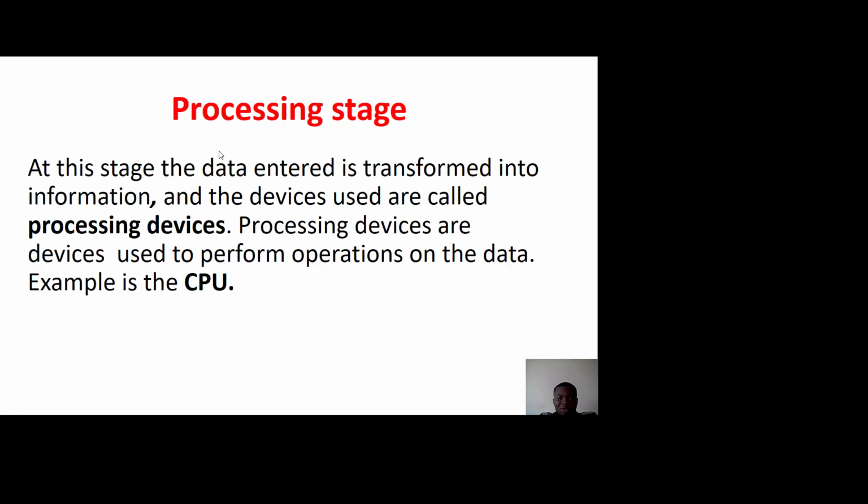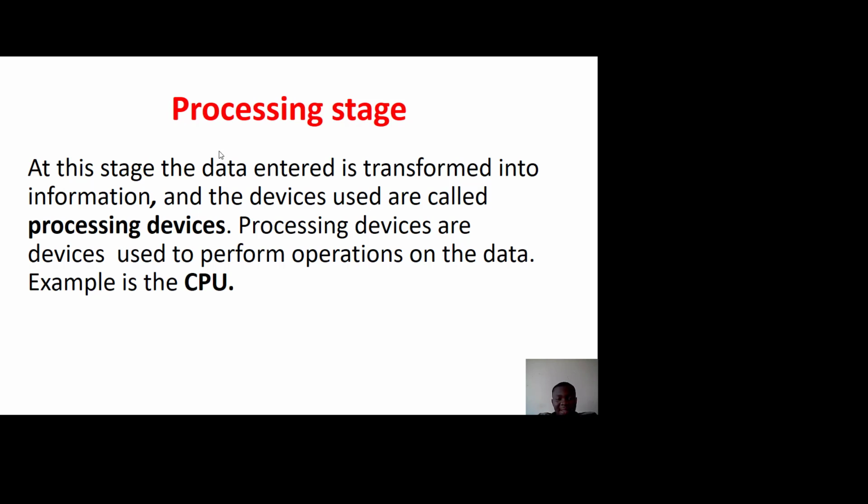So we move on to the processing stage because it is the second stage. After you input the data, it processes. At this stage, the data entered is transformed into information, and the devices used are called processing devices. Processing devices are devices used to perform operations on the data. An example is a CPU.